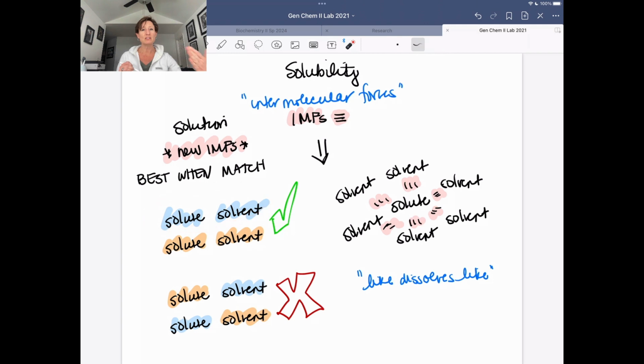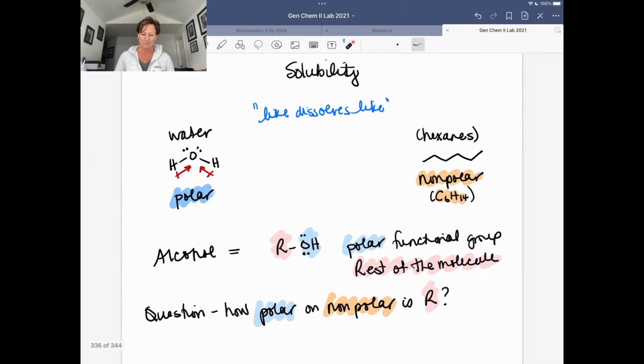When we have a match between solute and solvent intermolecular forces and polarity, or between nonpolar in this case, that's going to be a match. That's like dissolves like. Okay, one last thing to highlight here.